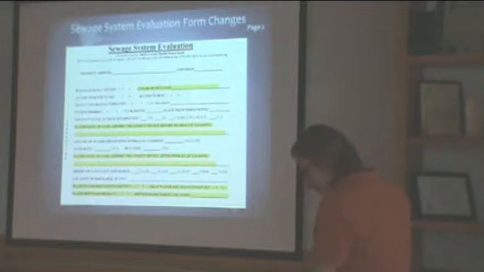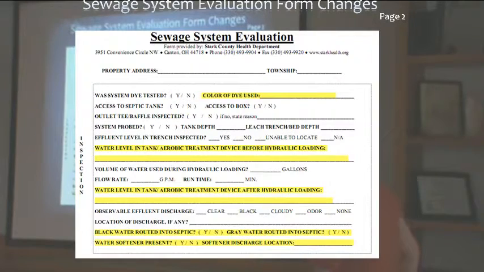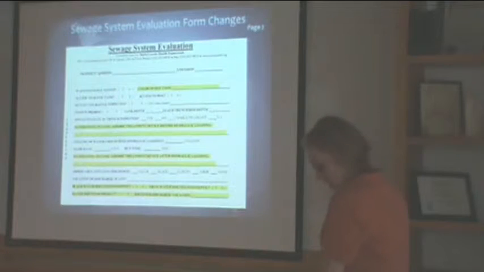Access to septic tank. I think there's been a little confusion over that. I'm taking that as you can see in the tank during the inspection. So if you mark no under access to septic tank, I'm going to require that the tank be opened and have a re-inspection. Whether there's a riser there or not, if you're in the tank, mark yes. You can put in the comments that there needs to be risers.